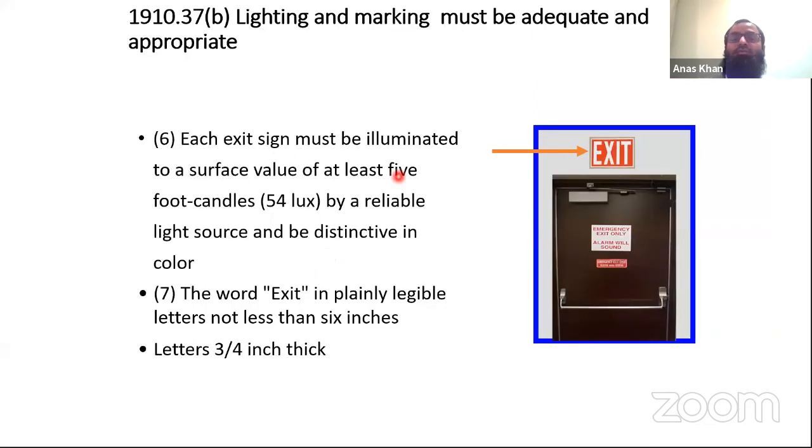Emergency exit signs must be illuminated. This sign must be illuminated to a surface of minimum 54 lux by a reliable light source. See, reliable light source. What does it mean? It means it should not depend on Saudi Kaharba, the grid electricity. If the electricity goes, always UPS. Remember, yes, a UPS could be one of the reliable sources. Rechargeable, self-operated, battery operated, right?